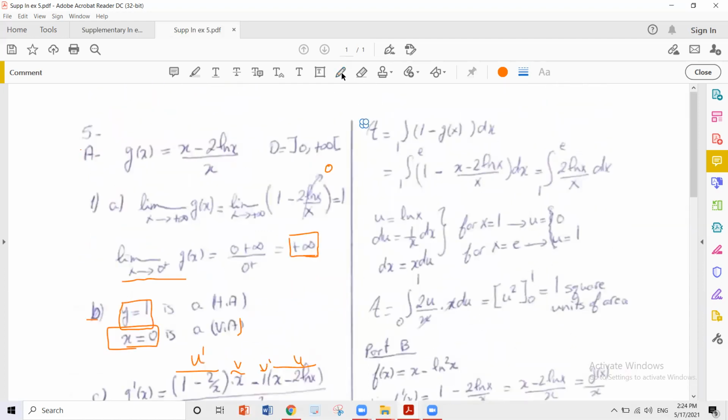So area equals the integral from 1 to e of yd, which is 1, minus gx. 1 minus gx is x minus x plus 2 ln x over x. We take the LCM, x minus x plus 2 ln x, and what remains is the integral of 2 ln x over x dx.